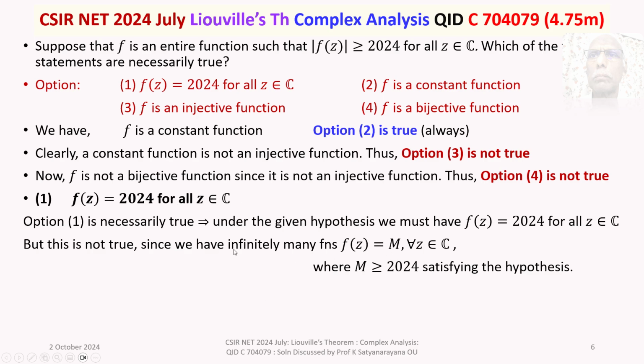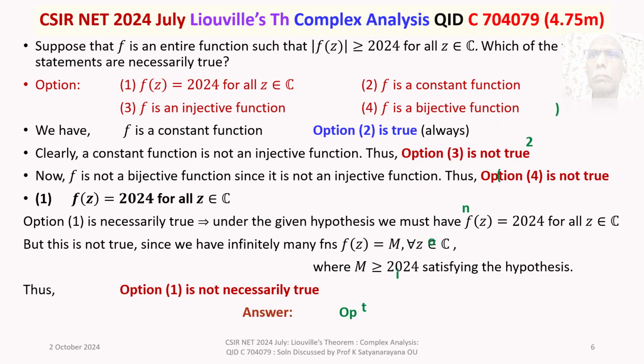So therefore, under the given hypothesis, this is not the only solution. Thus, option 1 is not necessarily true. Thus, the answer to this question is option 2. That is the detailed discussion of the solution of the given problem from the section complex analysis, which is related to the Liouville's theorem. It is definitely an easy question. I am sure that you have understood the solution of this problem.